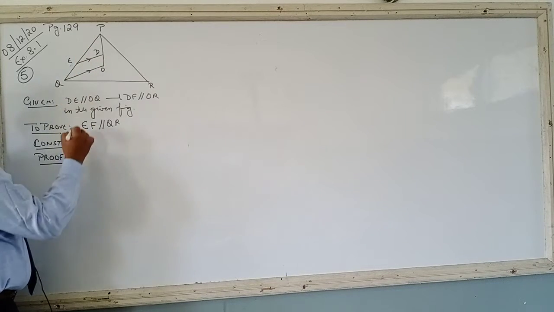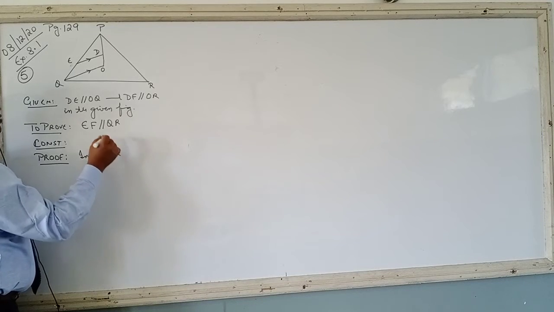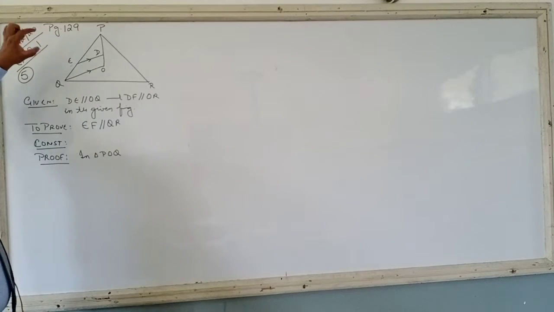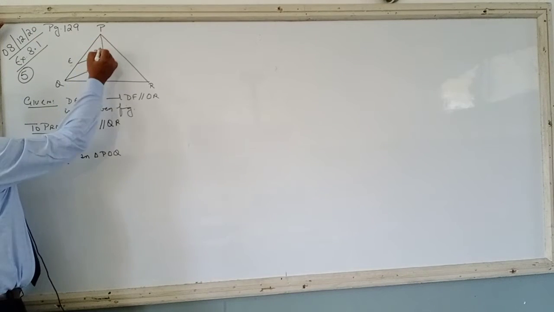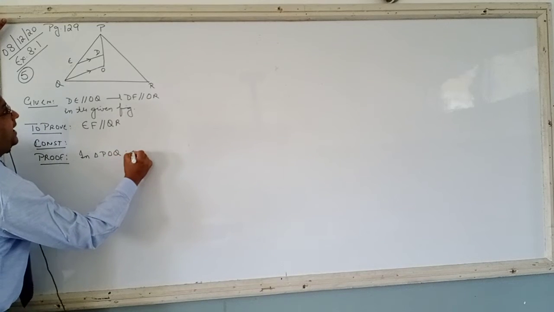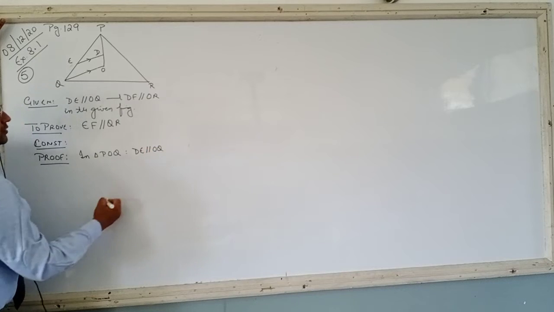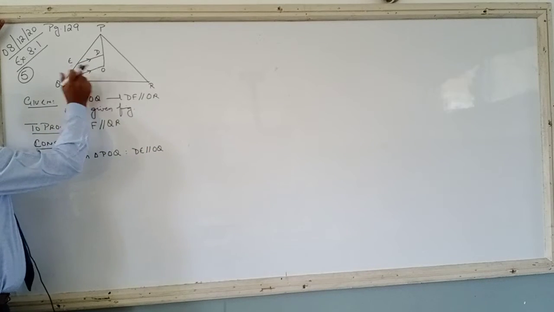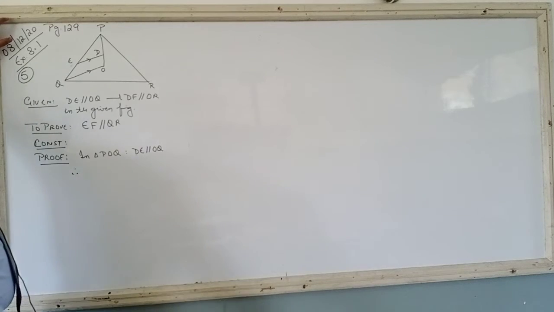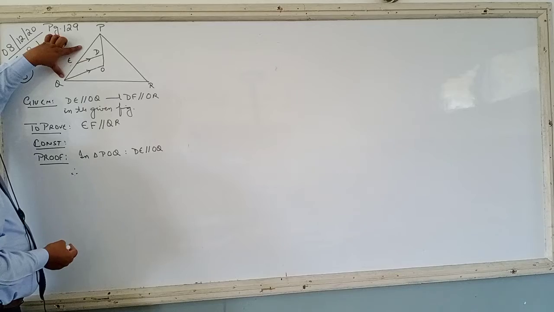Can you see a triangle? In which triangle? In triangle POQ. I have not drawn the complete figure so that you can easily identify. In triangle POQ, DE is parallel to OQ. So therefore, the other two sides, PQ and PO, will they be divided in the same ratio?